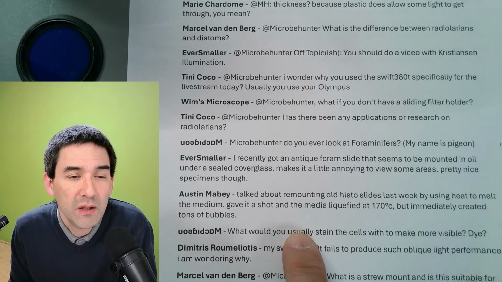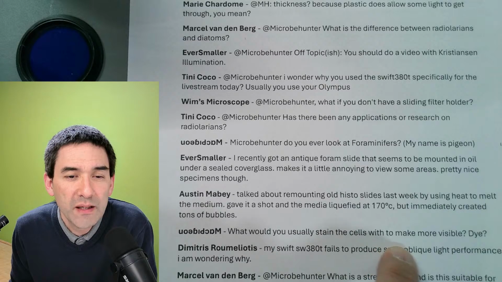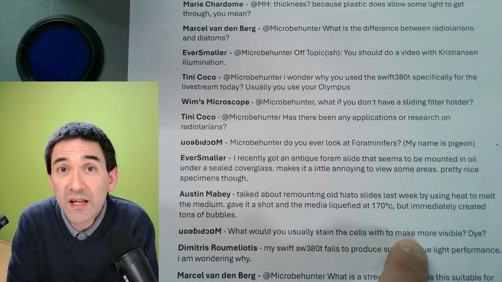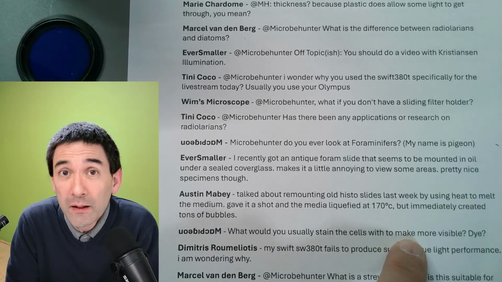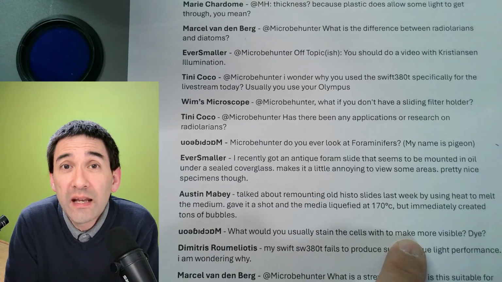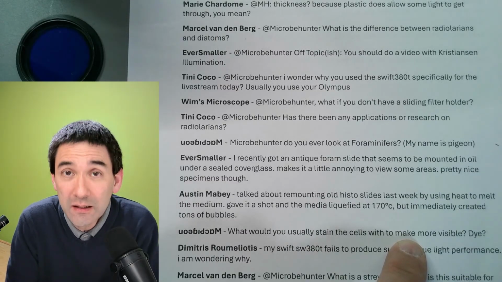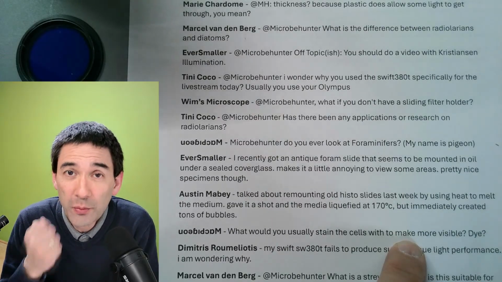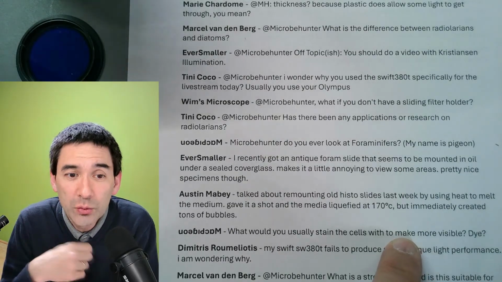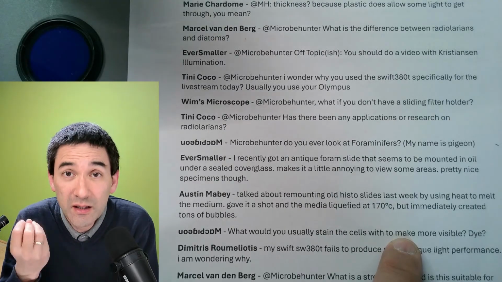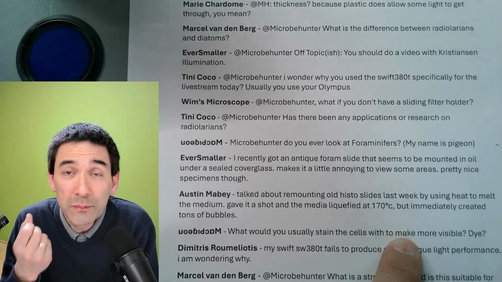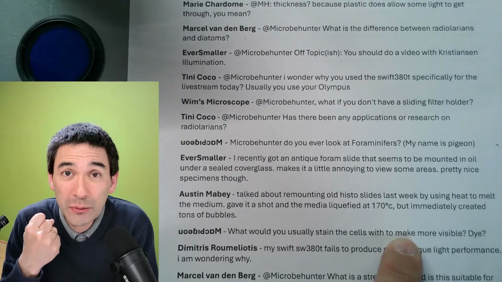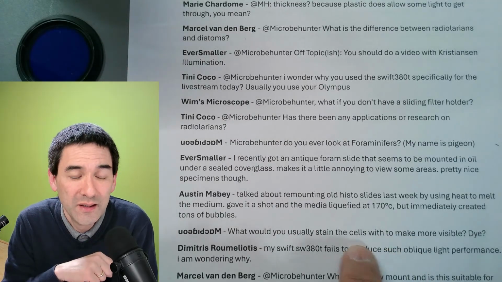What would you usually stain the cells with to make them visible? This was about the cheek cells. What I have tried as well is the following. Take some fountain pen ink, just a regular fountain pen, and dilute it a little bit with water. Otherwise, it's going to be too blue. And try to stain your cheek cells. The cheek cells will actually absorb the fountain pen ink and will stain blue. Actually works quite nicely.